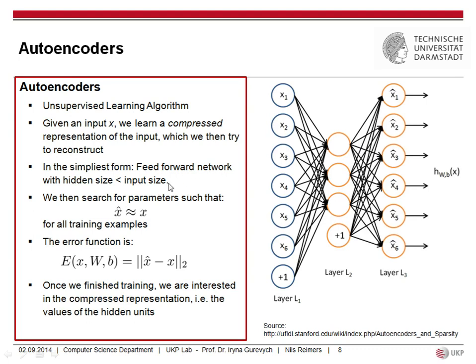The simplest form of it is a feedforward network where the hidden size is smaller than the input size. And we search for parameters such that the reconstruction is about the same as our input. For the error function, we can take the mean squared error, so how big is the difference between the input and the reconstruction. And once we're finished training this, and you train it with backpropagation like every other network, we're interested in this representation in the middle. So I hope it's clear how it works in principle. And now I will try to explain why this is a smart thing and not a totally stupid thing. So everyone got it, how it works?